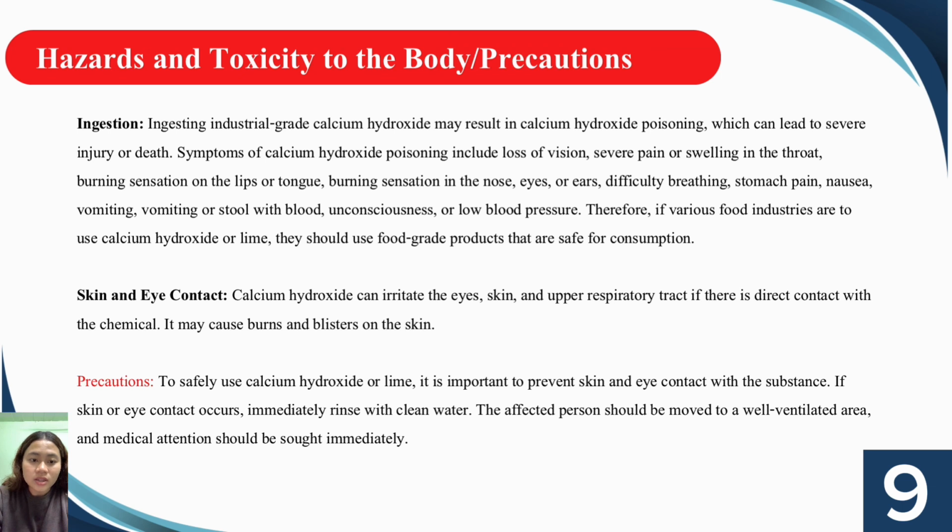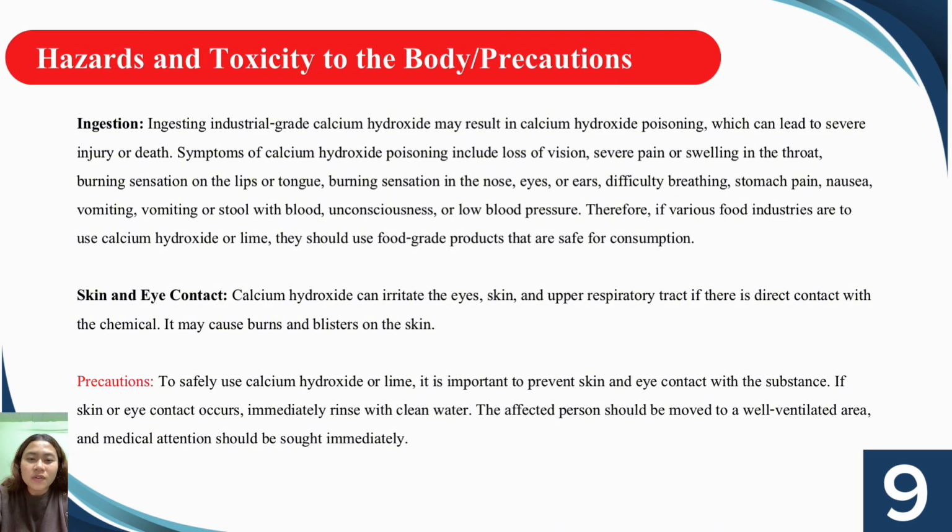Ingesting industrial grade calcium hydroxide may result in calcium hydroxide poisoning, which can lead to severe injury or death. Symptoms of calcium hydroxide poisoning include loss of vision, severe pain or swelling in the throat, burning sensation on the lips or tongue, burning sensation in the nose, eyes, or ears, difficulty breathing, stomach pain, vomiting or stool with blood, unconsciousness, or low blood pressure.